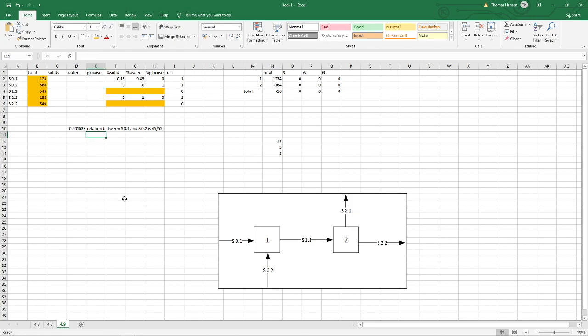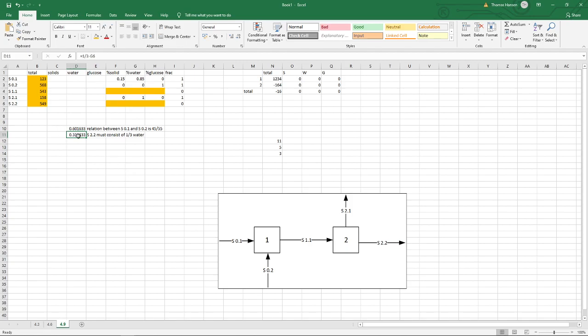And the other thing we're told is that S22 must consist of a third water. So again, we can just say a third minus the composition of water in 22. That should also give me 0.